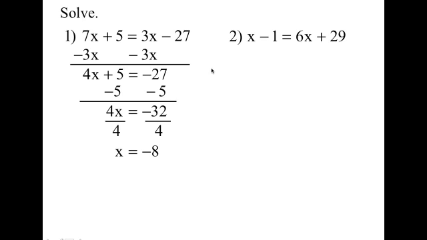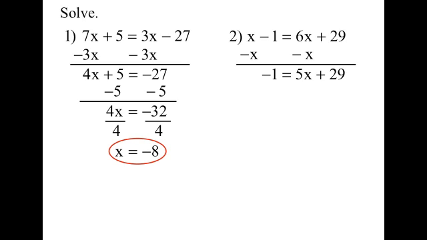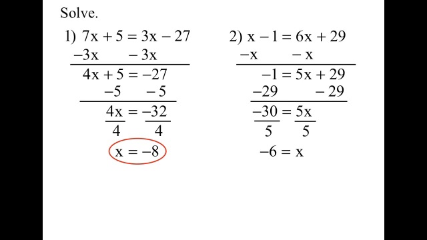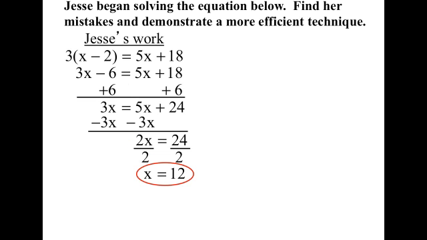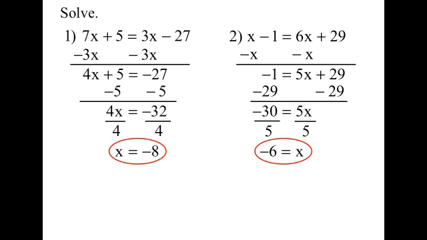All right, now stop the recording, and you try the next one. All right, so now I'm going to subtract x on both sides. I'm left with negative 1 equals 5x plus 29. Subtract 29, move the constant to the other side. I'm left with negative 30 equals 5x. Divide both sides by 5, and x is equal to negative 6. All right, check your work.